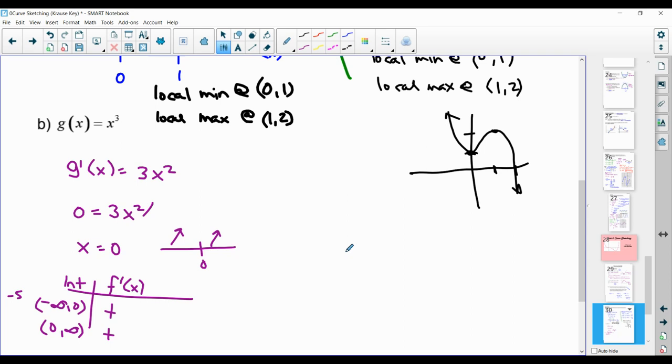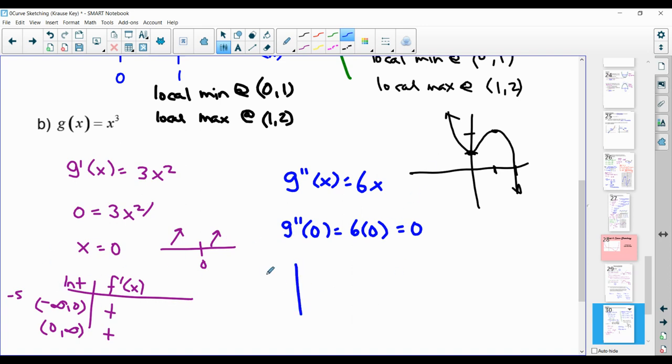But we still have to check to see if there are any other points of inflection. So we're going to take the second derivative. Second derivative of x cubed is 6x. So we're going to sub in our critical point. G double prime of 0 is 6 times 0, which is 0. So we have no max or min. That's what we have from our first derivative test.